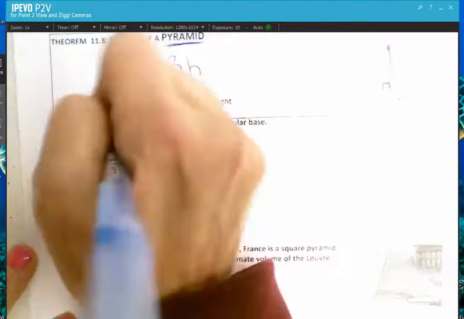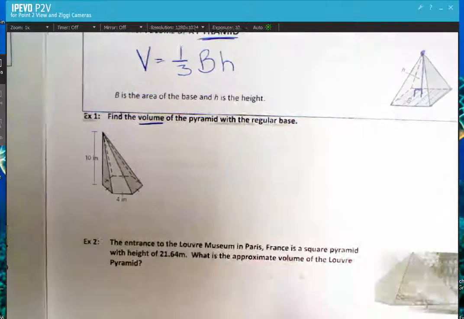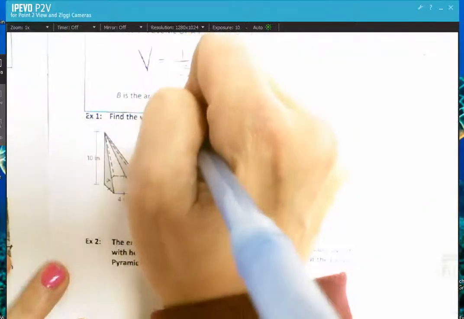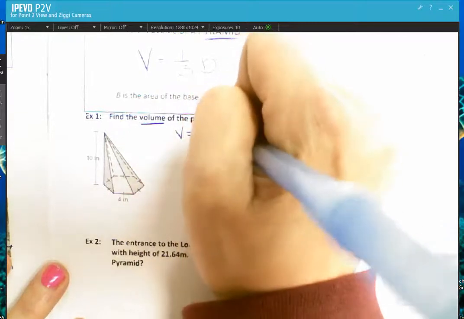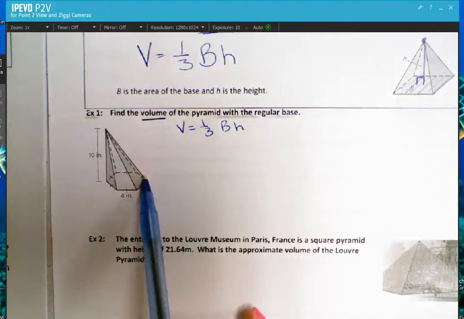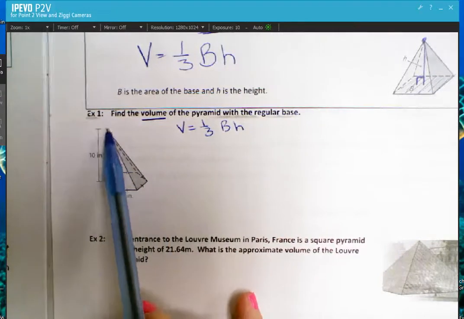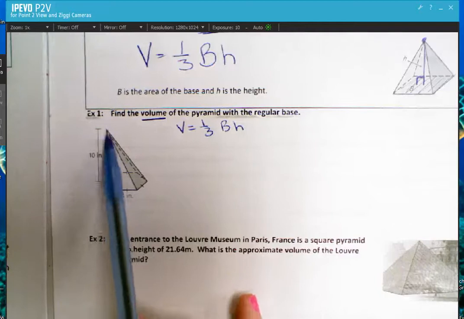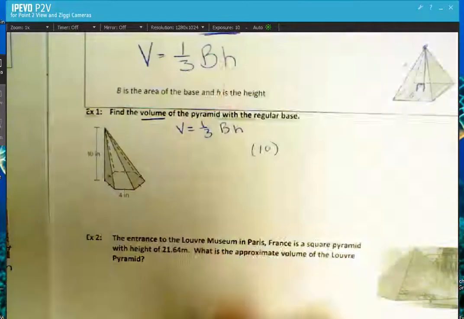Find the volume of the pyramid with a regular base. So we're going to assume they're all regular. We want to always start off with the formula. Volume equals 1/3 big B times H. H being the perpendicular. Since I have an oblique pyramid, it shifted my perpendicular from the vertex perpendicular to the base is outside. So my height automatically is 10. So I'm going to go put 10 in here right away.